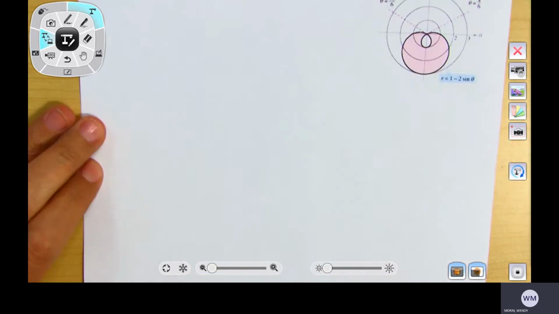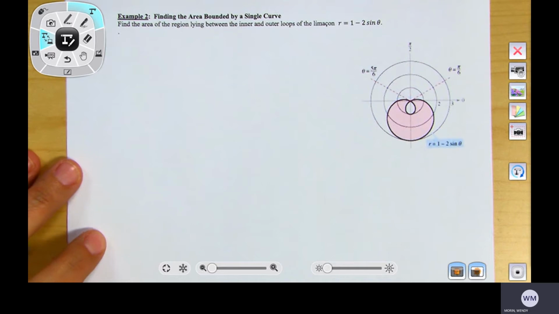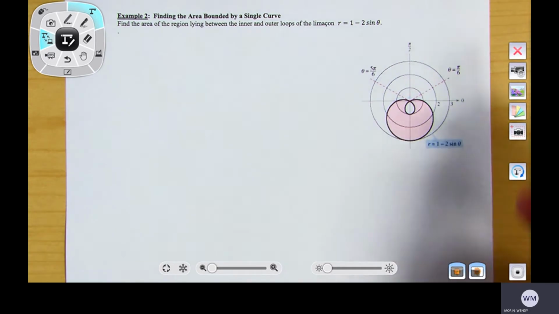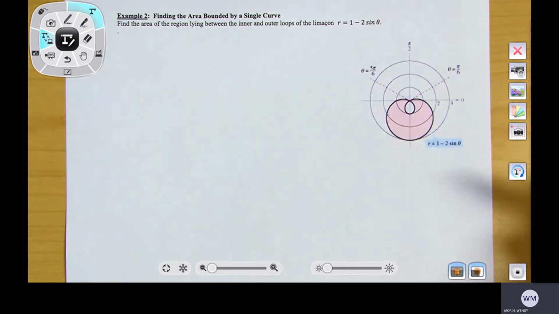Let's take a look at our second and last example. It says, find the area of the region lying between the inner and outer loops of our limacon, who knows what Mrs. Greer called it, or Mrs. Watterson. But I call it, I believe it's a limacon. So they want us to find this pink shaded region here. Well, they're nice enough to tell us that it goes through the pole at pi over 6 and 5 pi over 6. But again, what if they don't tell us that?